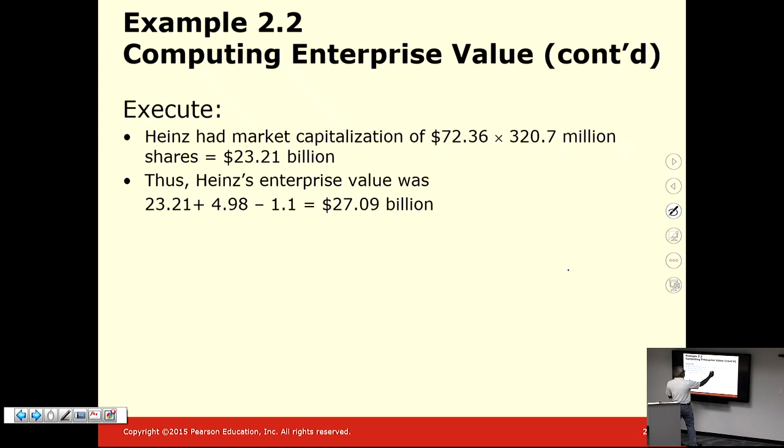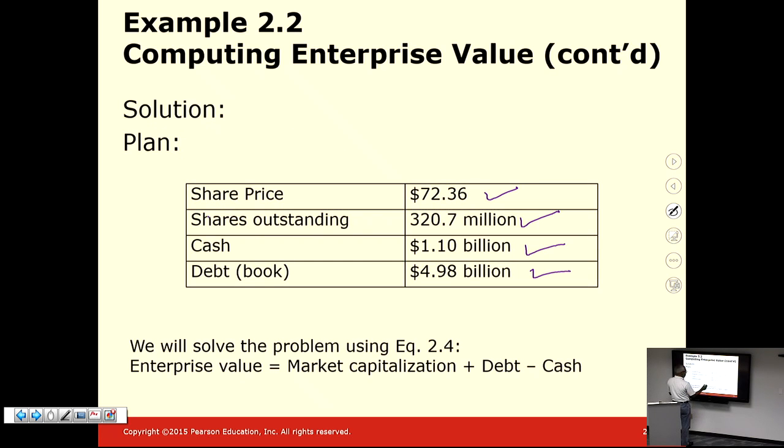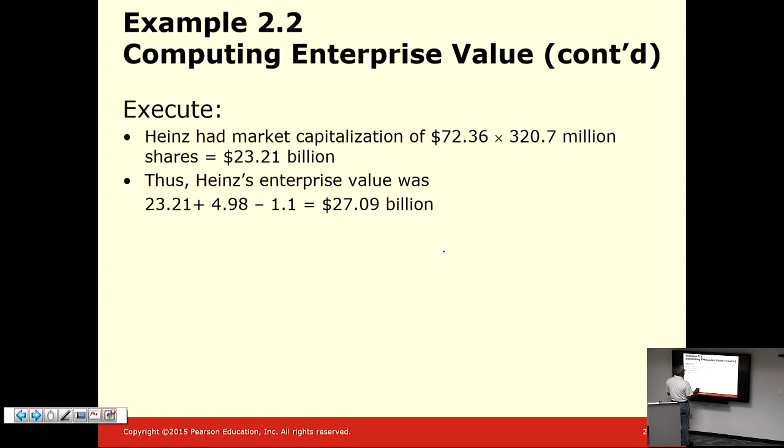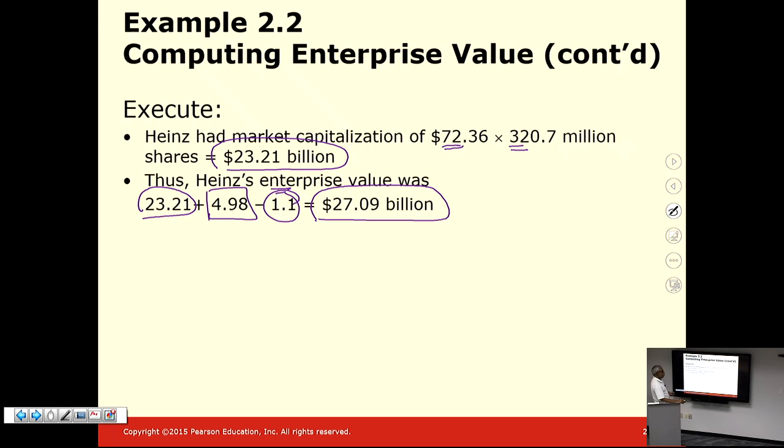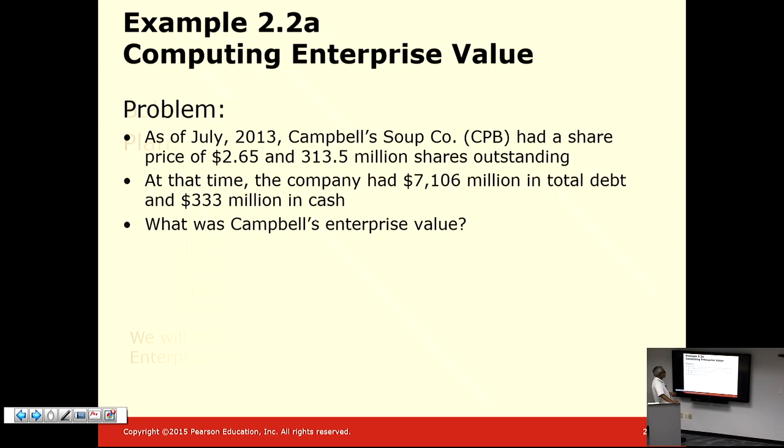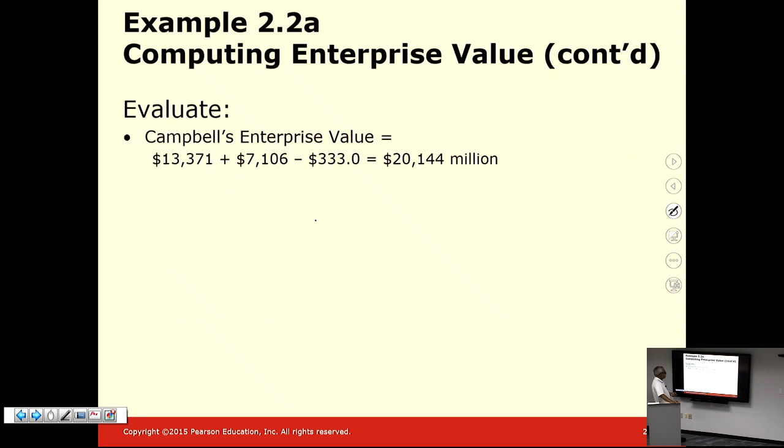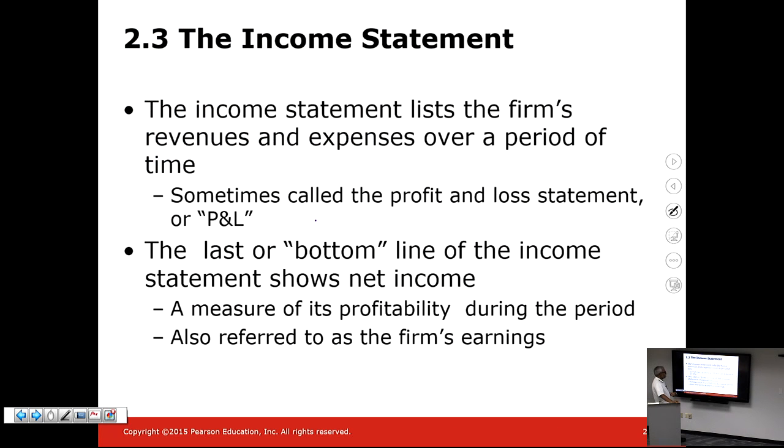So market capitalization is the share price multiplied by the number of shares outstanding. That gives us 23.2 billion. And enterprise value is the 23.2 billion plus the 4.98 billion from debt, minus 1.1 billion in cash. So that's the value of the enterprise or the firm today. Okay, let's skip that. Similar problem, you can work that on your own.